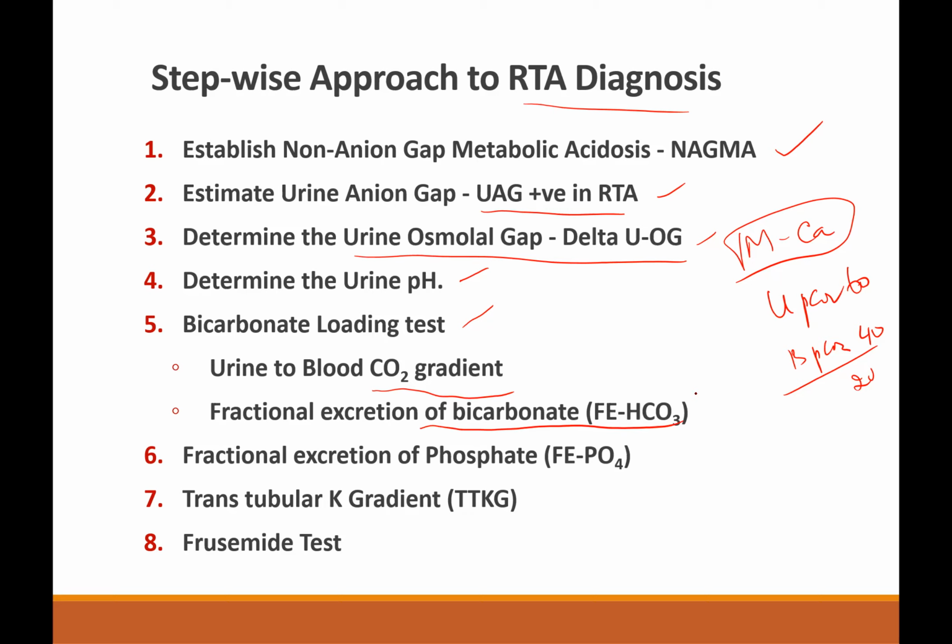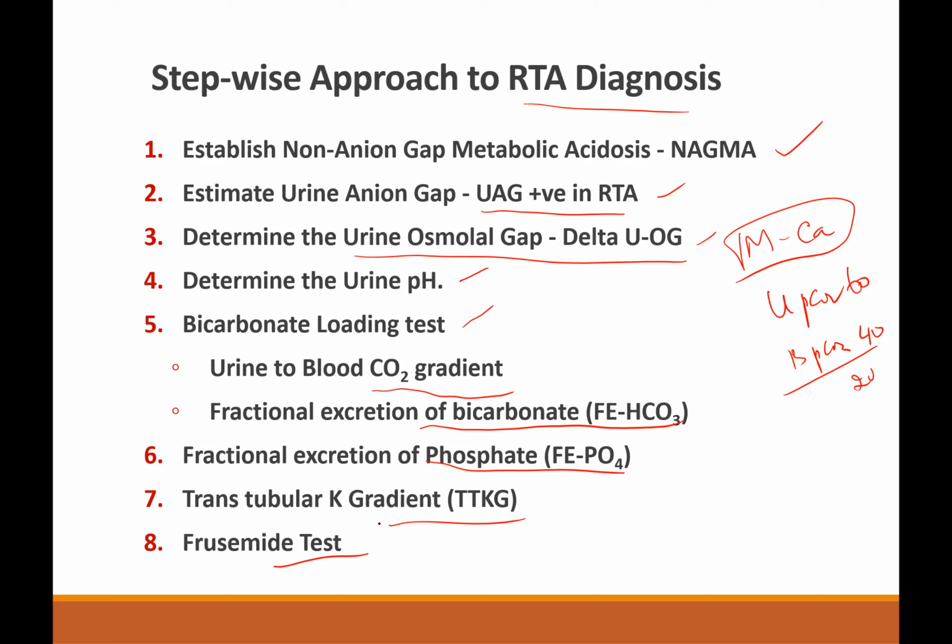Fractional excretion of bicarbonate. I will show you what is fractional excretion of bicarbonate. Fractional excretion of phosphate also is important, and transtubular potassium gradient, TTKG, and finally the furosemide test. These are the higher tests of renal tubular acidosis.